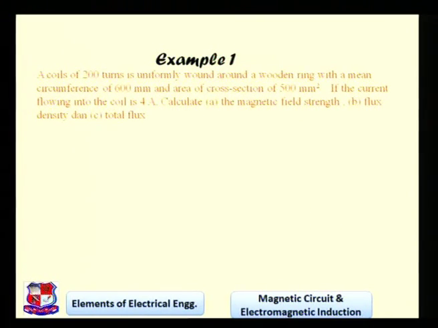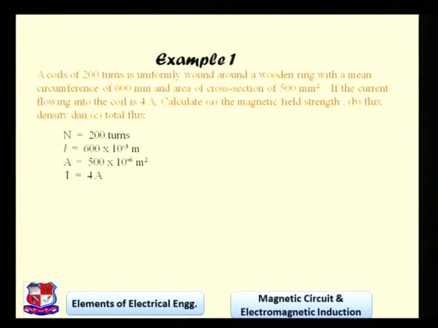The first thing is magnetic field strength, which is H. The second thing is flux density, B. And the third thing is total flux, which is phi. Here the number of turns is 200, the length is 600 mm, which can be converted into meters as 600 into 10 raised to minus 3 meter. The area is 500 mm square, which can be converted into meter square as 500 into 10 raised to minus 6 meter square.